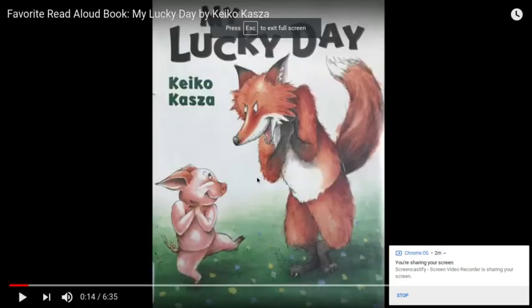My Lucky Day. So the first thing I see is a pig and a fox. Now, what do you know about pigs and foxes? Yeah, absolutely. Foxes will eat animals, small animals, such as a pig. Now, can you think of another story that you know about pigs getting eaten?